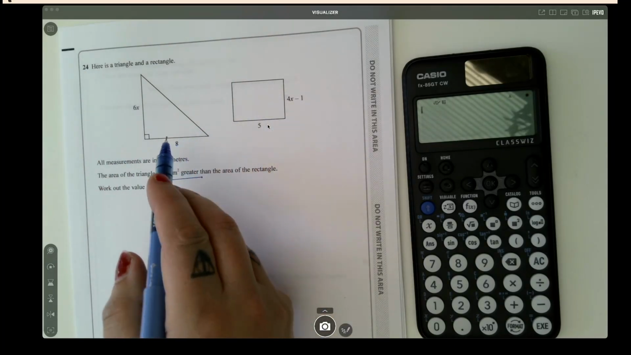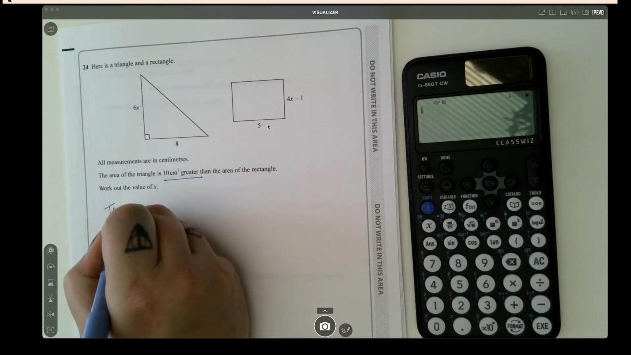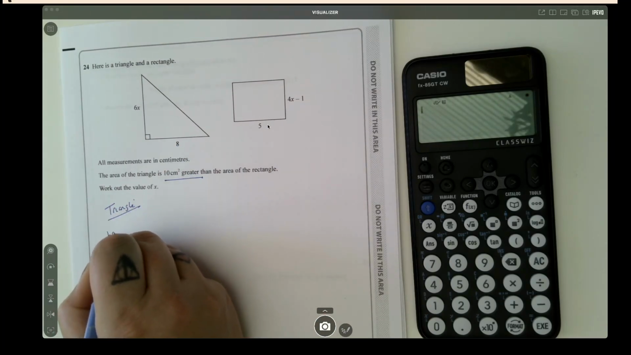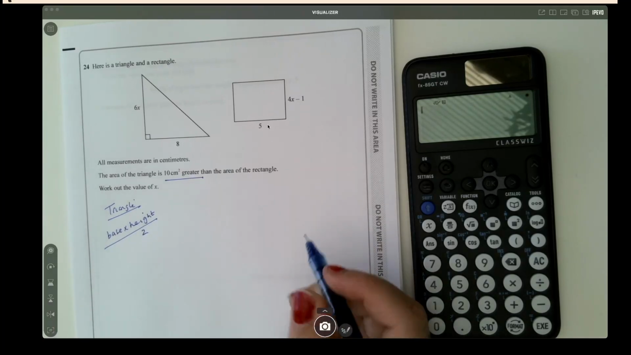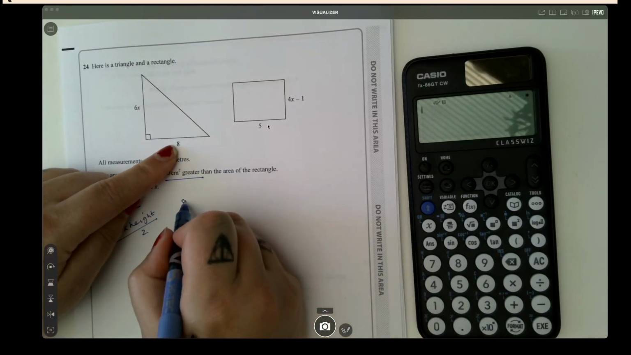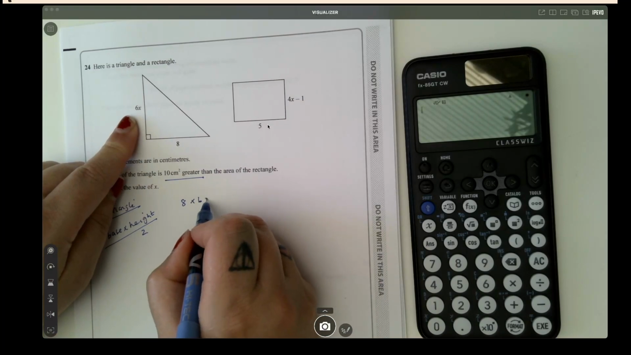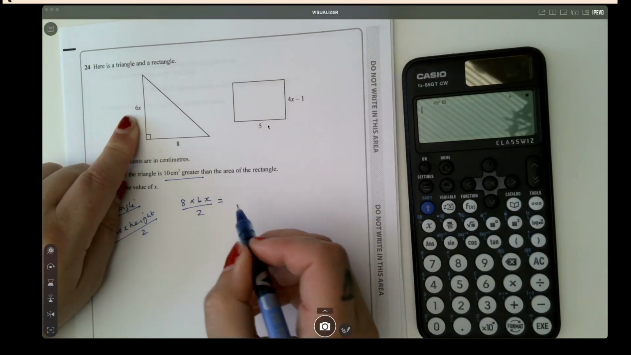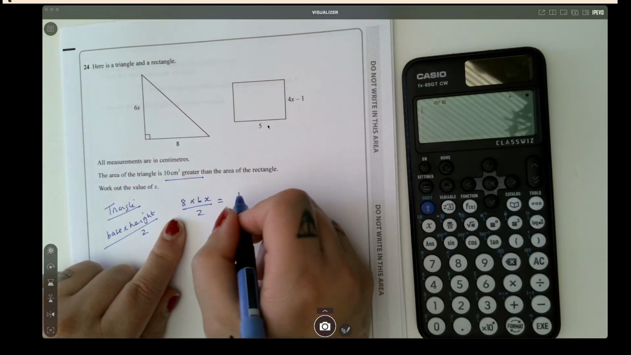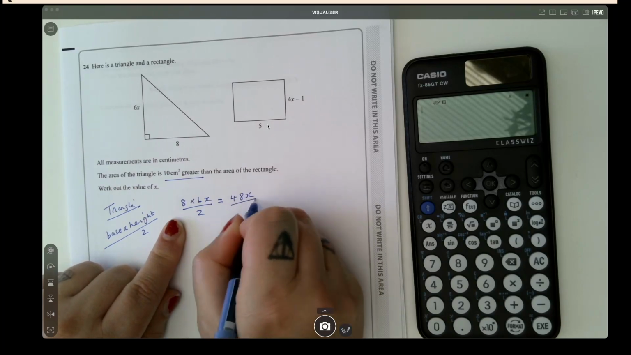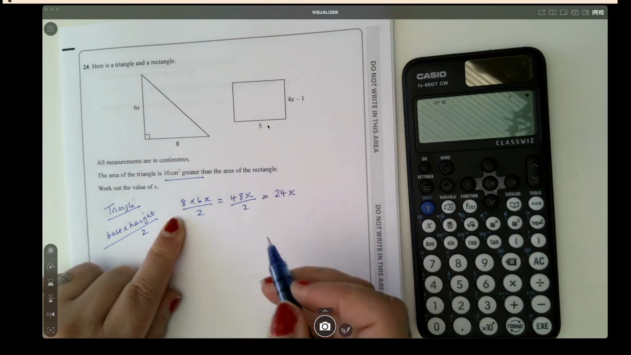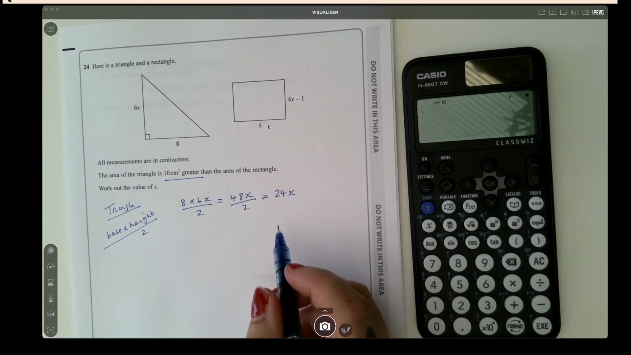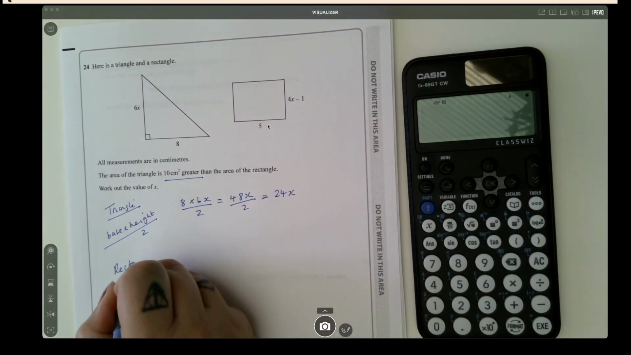To find the area of a triangle, we do base times the height, and then we divide it by 2. So the base is 8, the height is 6x, and then we would divide by 2. 8 multiplied by 6x is 48x, and then 48 divided by 2 leaves us with 24x for the area of the triangle. Now let's do the rectangle.